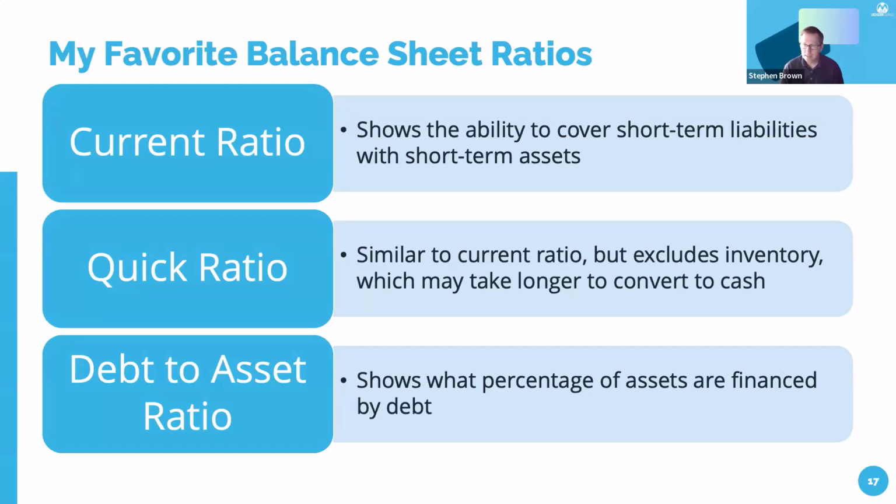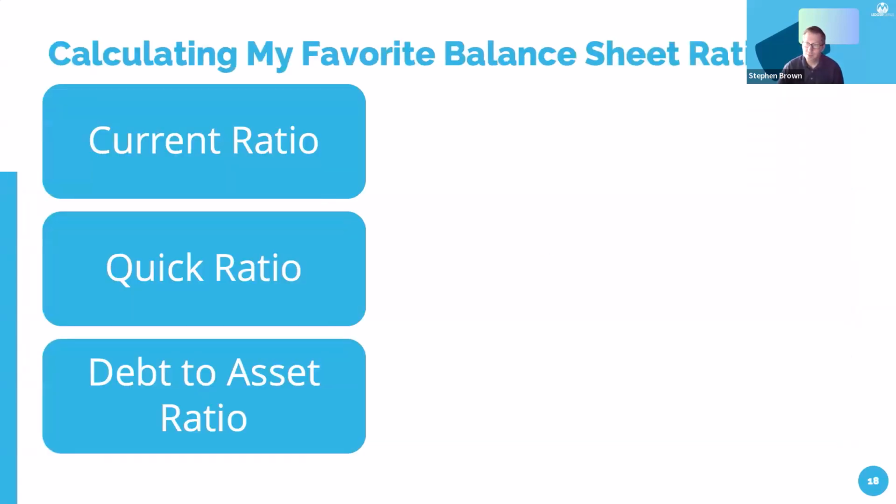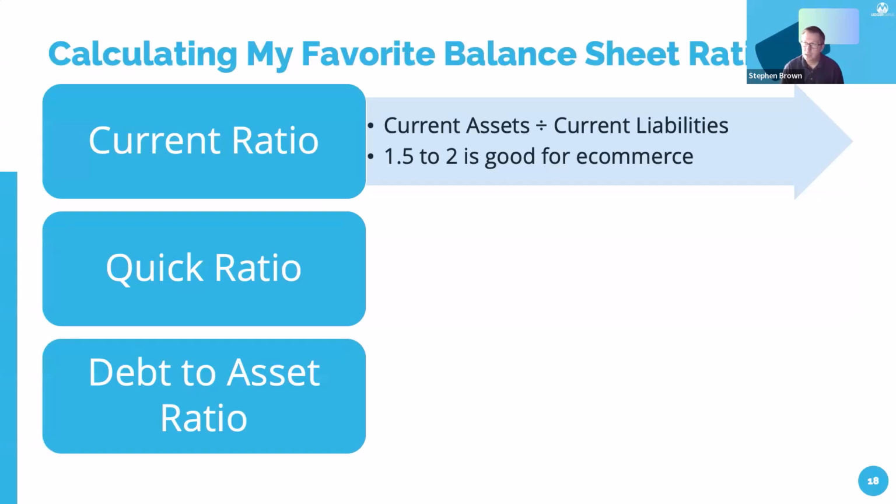And the other one I like to look at is debt to assets. So what percentage of assets are financed by debt? Now let me show you how I calculate these. The current ratio is basically you take all of your current assets divided by your current liabilities. And in general, 1.5 to 2 is considered good for e-commerce. You can be below 1 and be fine. And I'll show you in the case of our business what below 1 means. But it just means you're at more risk.